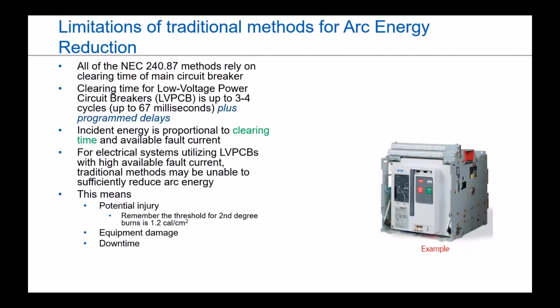So if you look at a lot of the traditional methods that we talked about outside of the arc flash mitigation systems, they all kind of have the same drawback. They are all really dependent on that main circuit breaker. And when you look at a low voltage power circuit breaker, even without any delays, you could still see up to 3 to 4 cycles for it to go through its opening operation. So that ties into, we talk about clearing time.